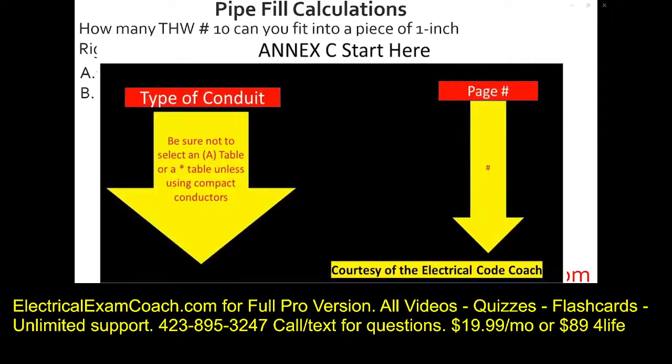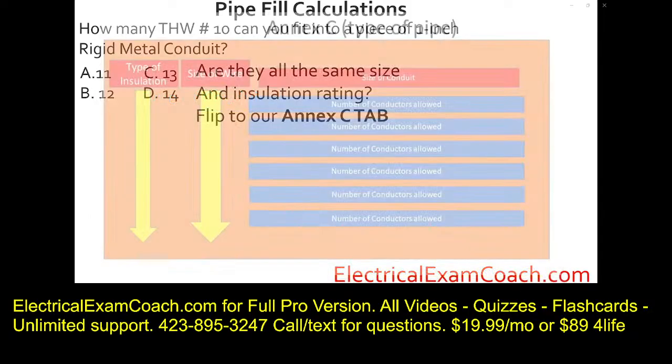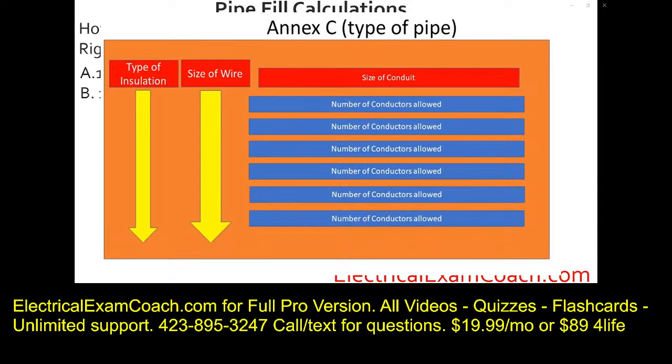When we get to the Annex C Start Here page, we're going to start on the left-hand side until we find our type of conduit, which was rigid metal conduit. Then we're going to come down and make sure that we don't select the A version of that table, and we're going to use our straight edge or our highlighting that we've done, and we're going to go to the page number. When we get to that page number, we're going to read the black bold heading to make sure we're actually in rigid metal conduit and that we're not in the A version of the table.